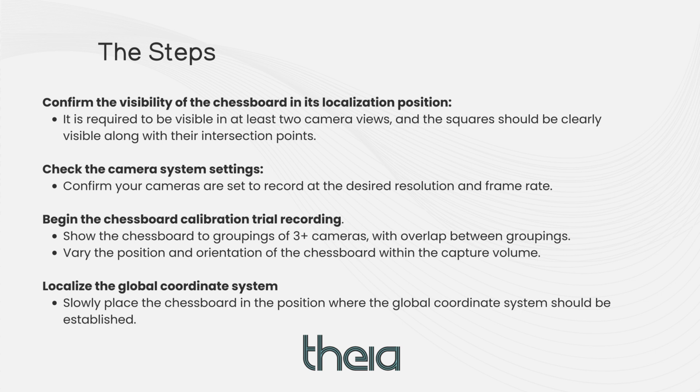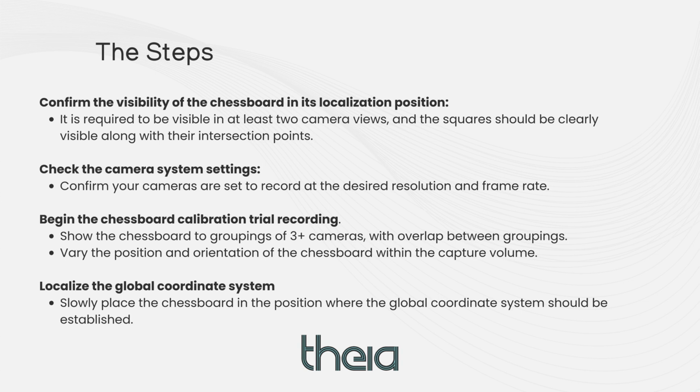Step 1. Confirm the visibility of the chessboard in its localization position. With your camera system set up as desired, place the chessboard where you want your global coordinate system to be initialized, and check that the chessboard is fully visible in at least two camera views. The global coordinate system origin will be created at the intersection of the two blue squares.